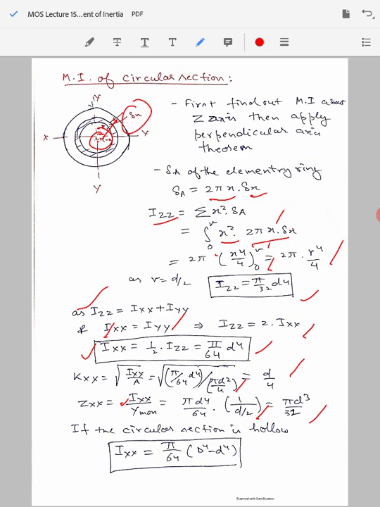If this section were hollow, and if the outer diameter of the section is capital D and the inner diameter is small d, then you can apply the third proposition, that is the moment of inertia of the composite figure, using the sign of subtraction, to calculate the moment of inertia of the hollow circular section. So for a hollow circular section, the moment of inertia Ixx can be written as pi by 64 times outer diameter to the power 4 minus inner diameter to the power 4, that is D to the power 4 minus d to the power 4, and you can find the value of Ixx. Similarly, you can use this to calculate kxx and Zxx for the circular section also.